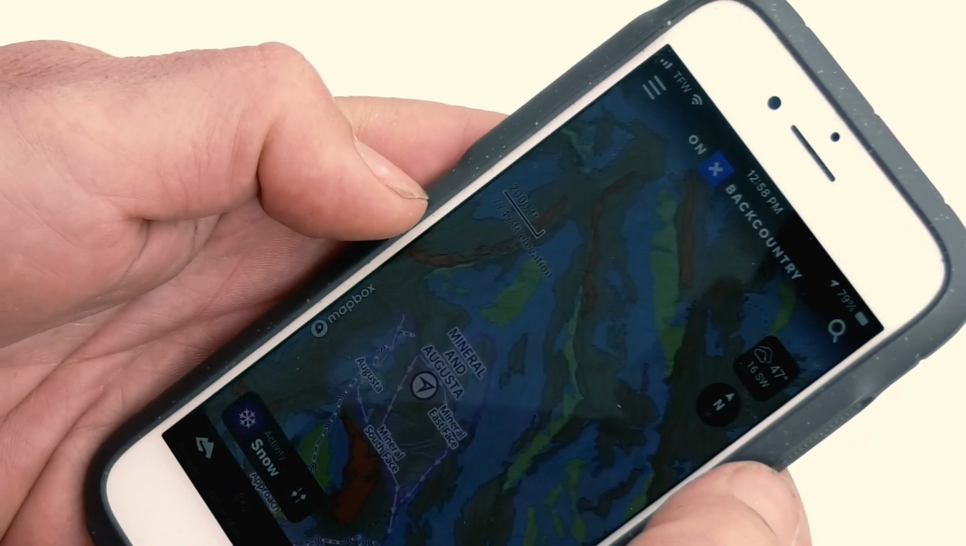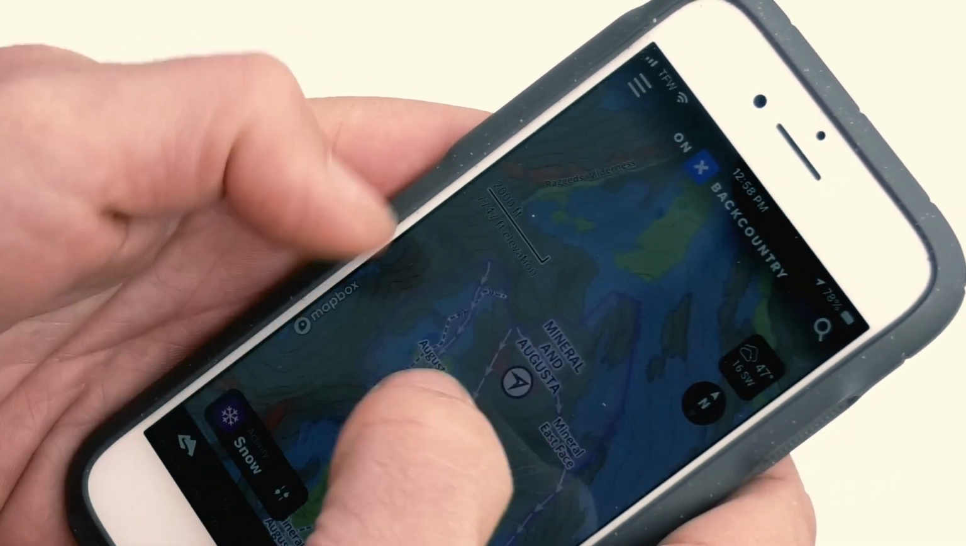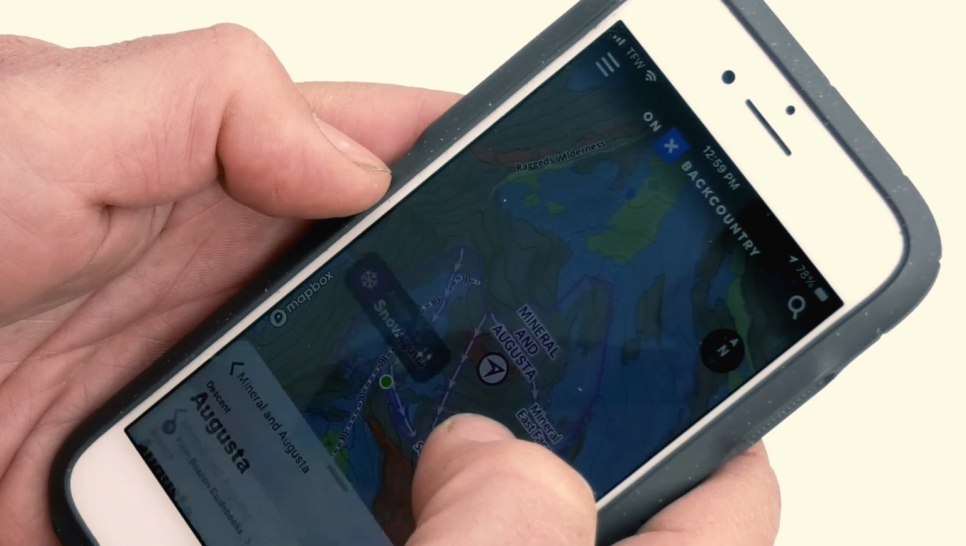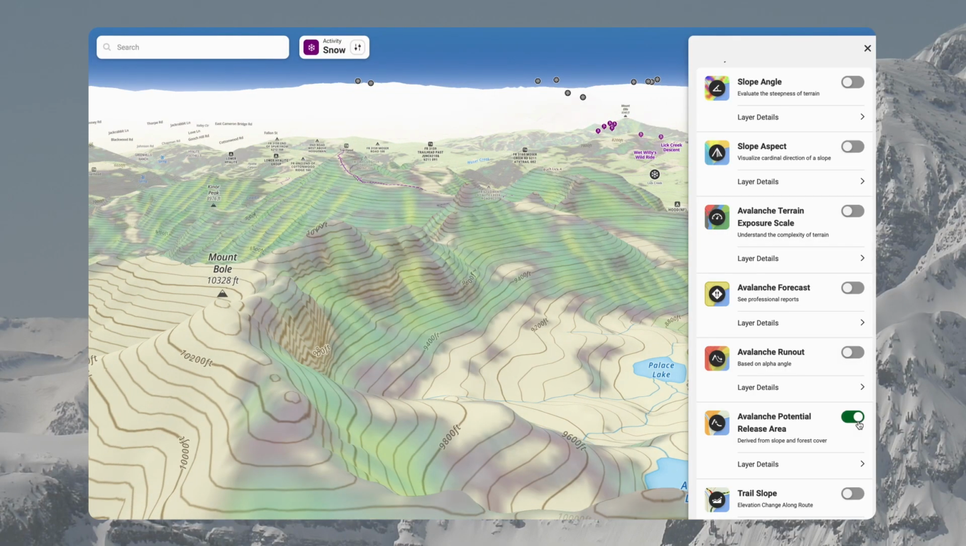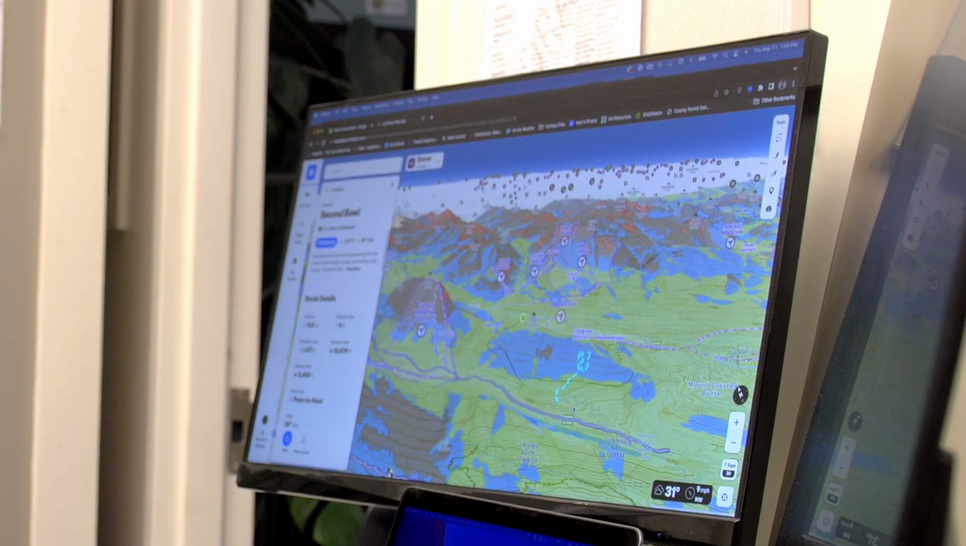Our solution for creating ATES maps in the United States is to use a model called autoATES. AutoATES is a statistical model that uses inputs like slope angle and forest density to produce an estimation of where avalanches might release, simulate their runouts, and then ultimately use that information to classify terrain by the ATES scale.